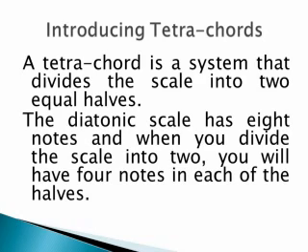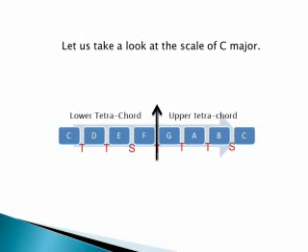Now, talking about the tetra-chord system, a tetra-chord system is a system that divides the scale into two equal halves. Okay, the diatonic scale has 8 notes, and when you divide the scale into two, you know we'll have 4 on each side, isn't it? Alright, that's what we're talking about. Okay, this is a typical example of a scale, diatonic major scale in C major. So it has 8 notes: C, D, E, F, G, A, B, C.